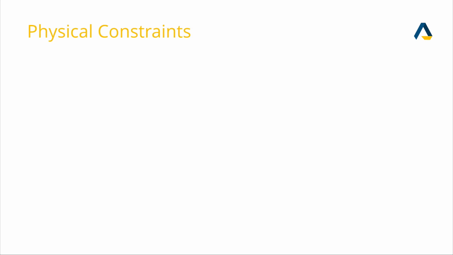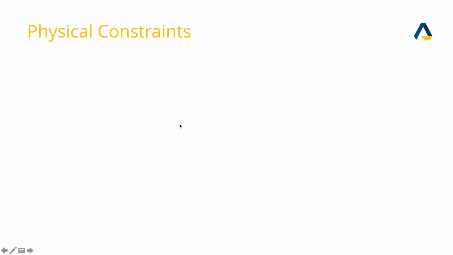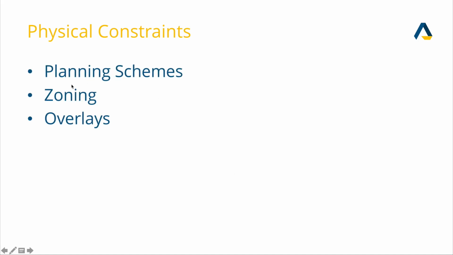In other words, what are certain physical constraints? Number one is your planning schemes. That covers your zoning and the overlays that come with it. If you go back and have a look at these things, the planning schemes, zoning, and overlays, every country will have these.